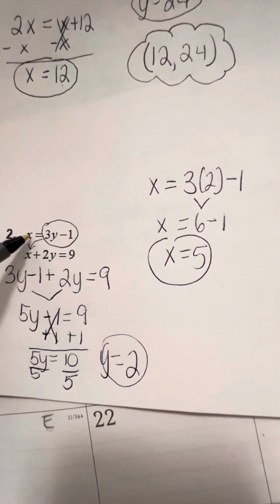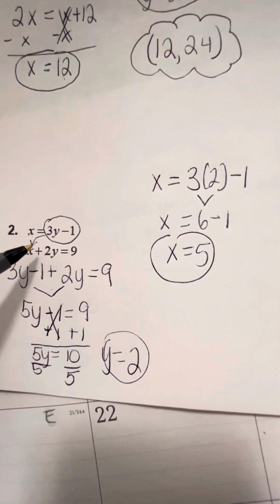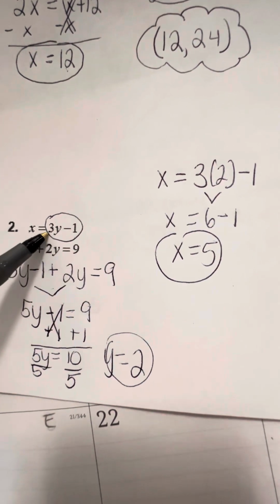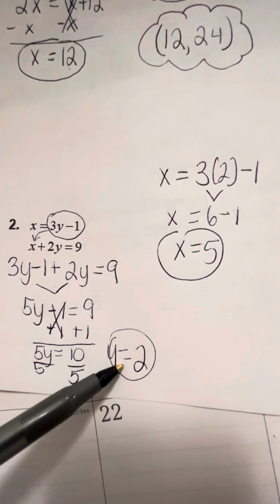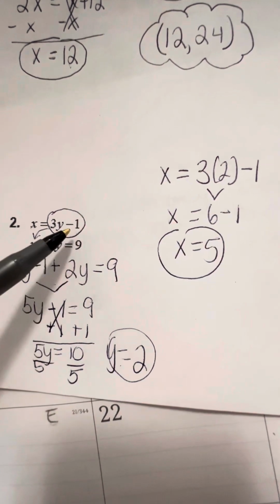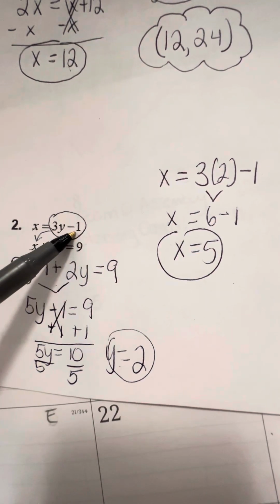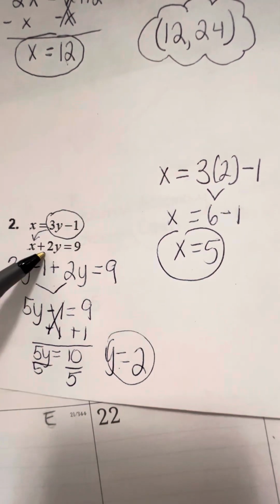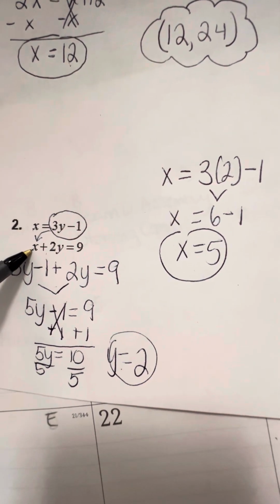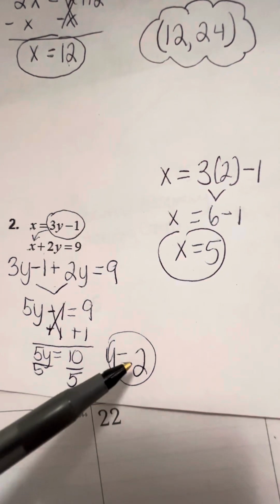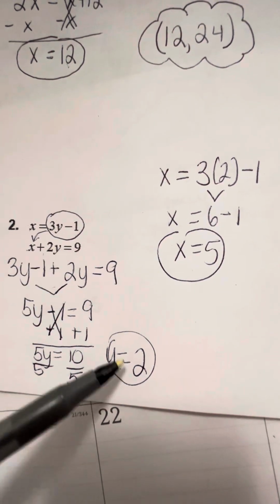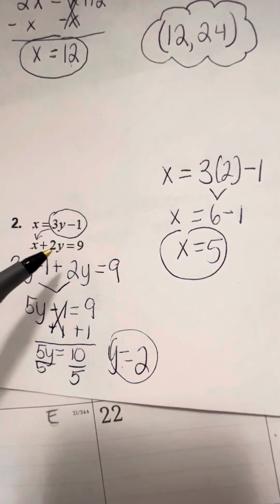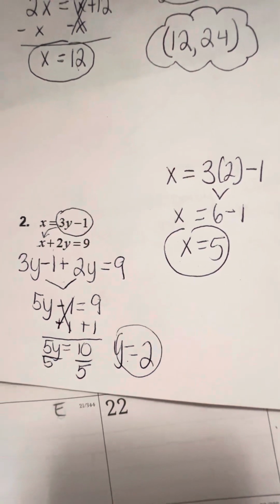When I go back and double check, I want to make sure that both of those numbers work in both of my equations. Obviously we just did the first one. So when I say 3 times my y, which is 2, minus 1, 3 times 2 is 6 minus 1. My x value should be 5, which we said it is. And when I plug it in here, x being 5, plus 2 times my y, which is 2. So 2 times 2 is 4, plus what we just said x is, which is 5. 4 plus 5 is equal to 9, which is also true.